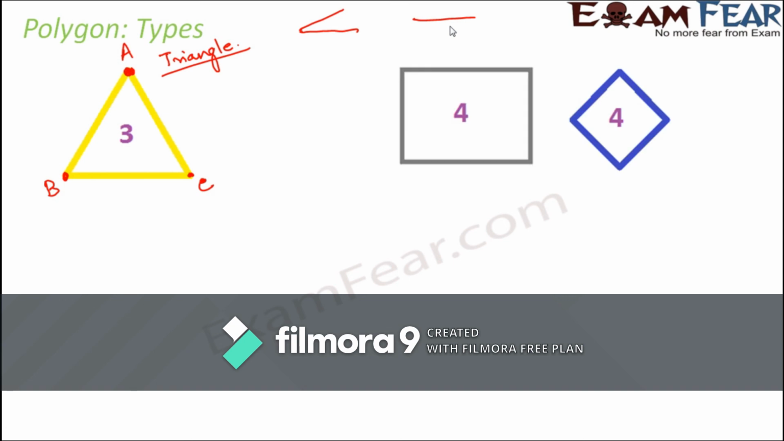For example, polygons with 4 sides. These polygons are called quadrilaterals. The word quad comes from 4. Now there are many different types of quadrilaterals. In some quadrilaterals, all sides will be equal. In some quadrilaterals, opposite sides will be parallel. In some quadrilaterals, the adjacent sides will have some relations. So basically, there are many types of quadrilateral.